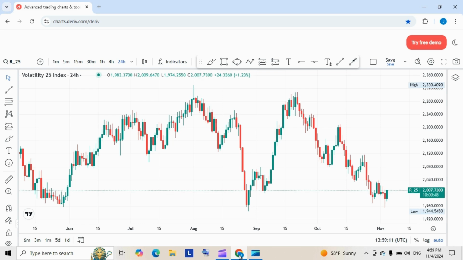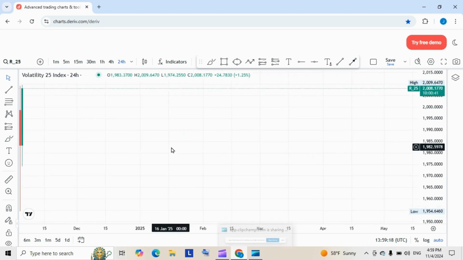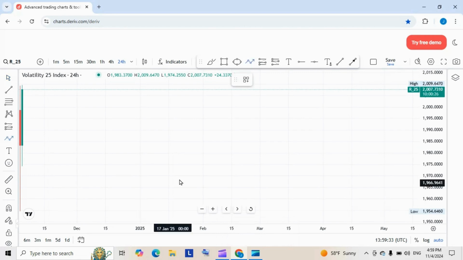All right, let me shift this chart here. Okay, now we have a clear chart. First, let's do a quick summary of break of structure, because you need to understand break of structure so you can understand change of character. Now we have different types of market structure.